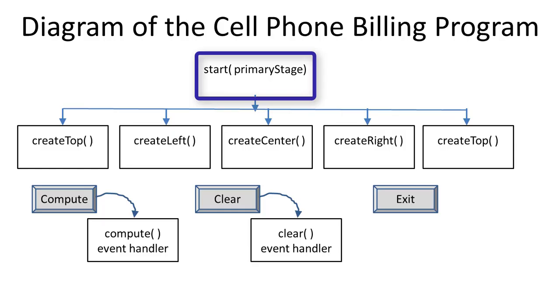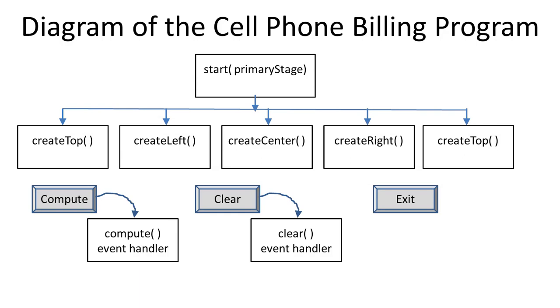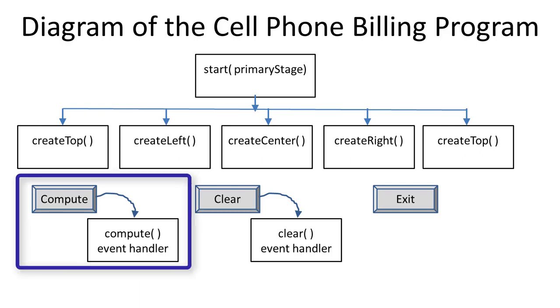The Start subroutine receives the primary stage when the program is executed. 1. Creates the border pane and then calls the other subroutines to create the top, left, center, right, and bottom nodes. Creates a JavaFX scene that holds the border pane. Puts the scene on the primary stage and then displays the primary stage using the show method.